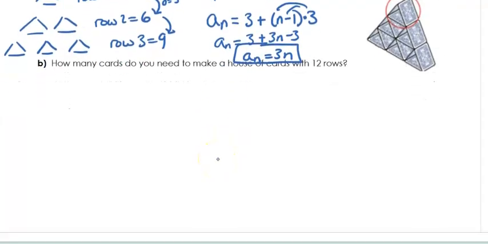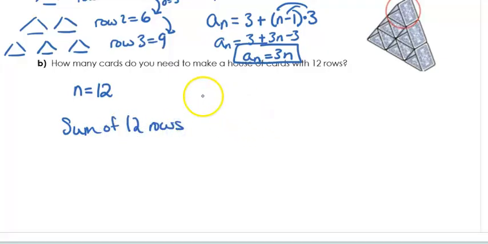Now, it wants to know how many cards do you need to make a house of cards with 12 rows. So we want to find the sum. If it wants how many cards, it's the sum of all 12 rows. So what we do is we need to know n, we've got that. We need to know the first term. Okay, that's 3. We need to know the 12th term. So if we plug in 12, 3 times 12 is 36, meaning row 12 will have 36 cards.